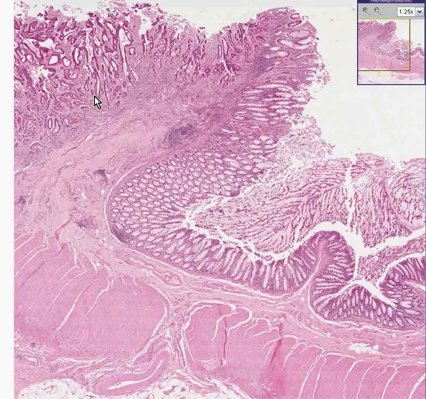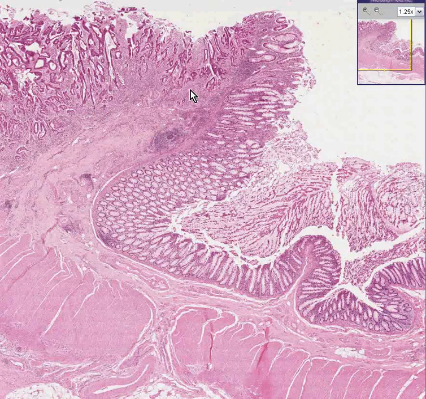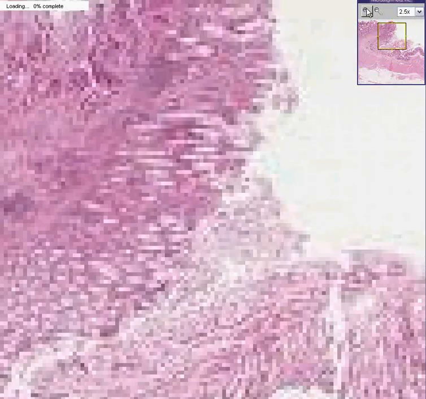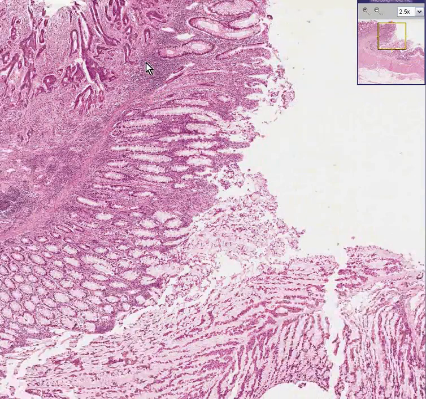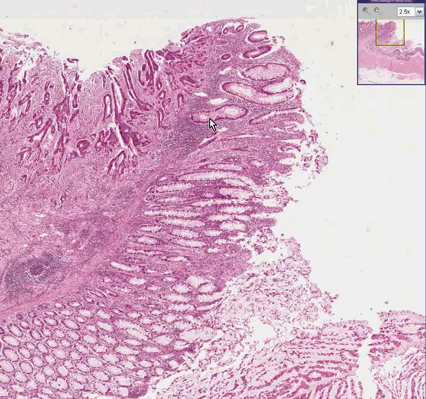Of course, we didn't see the part where this may have gone into the muscular wall, but this is a beautiful slide to demonstrate the difference between normal colon mucosa, having an abundant amount of mucin in the glands. Here's a normal gland. Here's a non-malignant gland. Here's a non-malignant gland. All of this is normal mucosa. And then all of this is cancer.